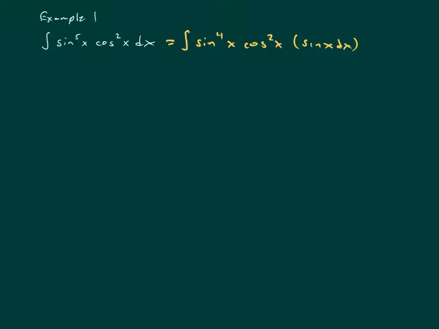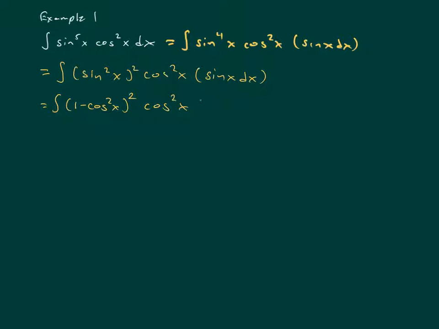Now the next thing I have to do at this point is convert the sines here to cosine. So I have to remember that this is now equal to the integral of sine squared x, that thing squared, cosine squared x, times that sine x dx. And replacing sine squared x with 1 minus cosine squared, that now is going to be equal to 1 minus cosine squared x, that thing squared, cosine squared x times the sine x dx.